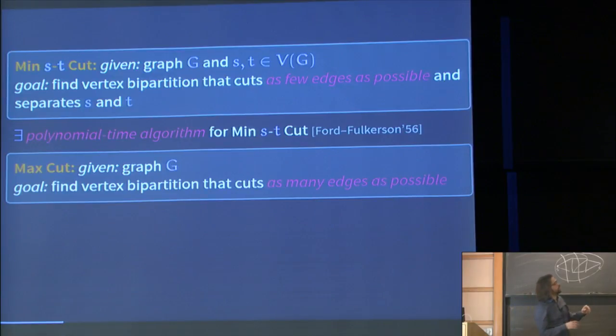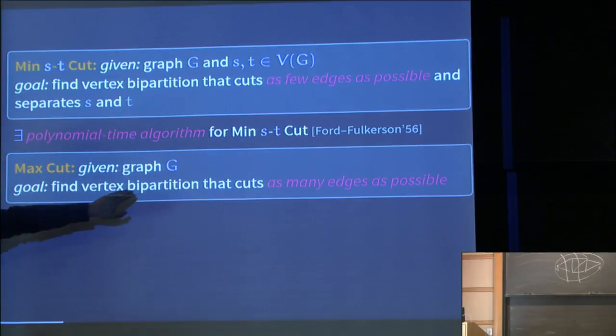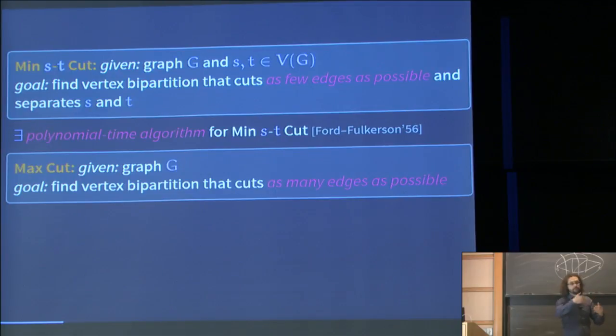Okay. So right. Cut every edge, right? Yes. So here, I want to find the vertex bipartition. And then that induces some set of edges that are cut. But you don't ask that the two sets of vertices themselves be connected by edges. No, that doesn't have to be the case.